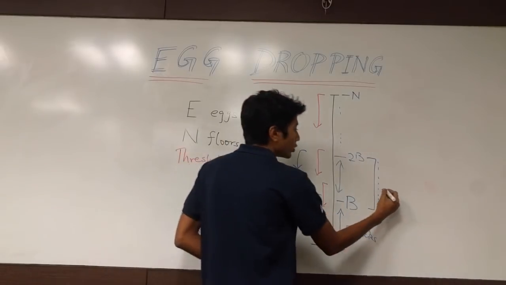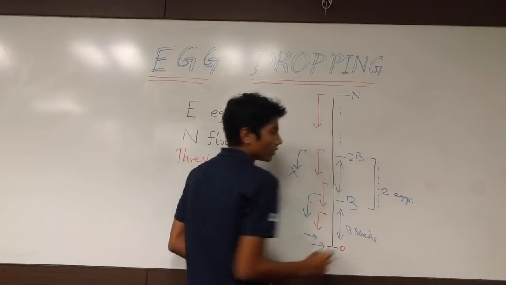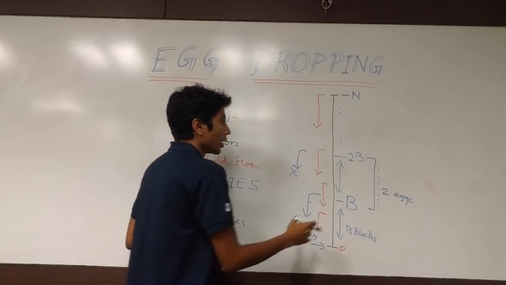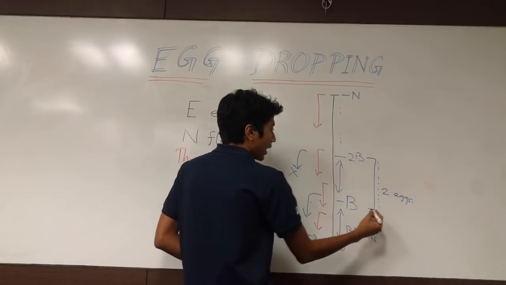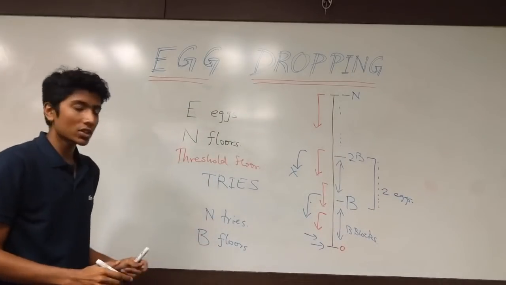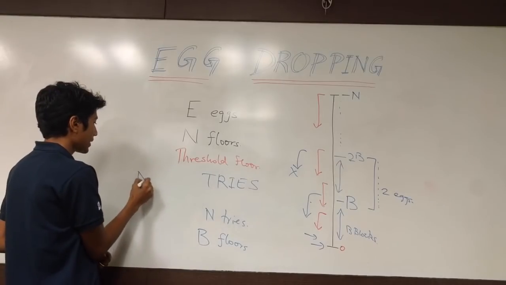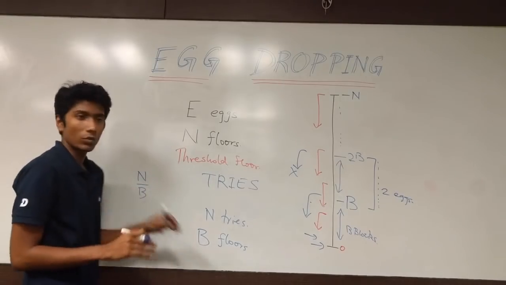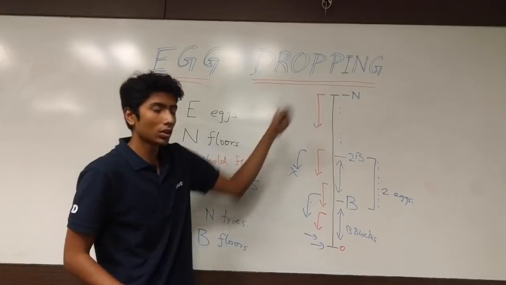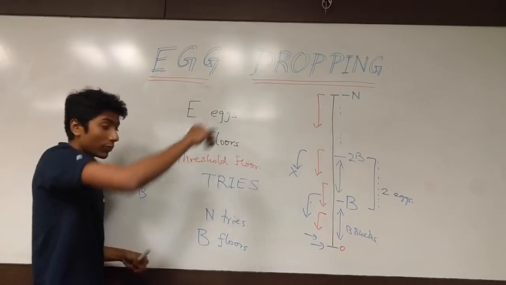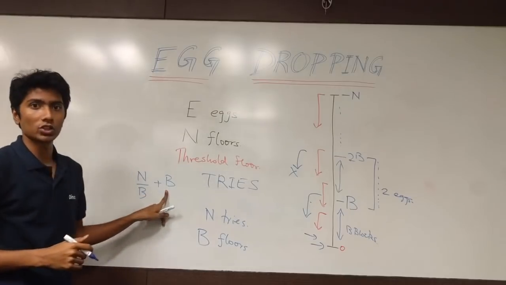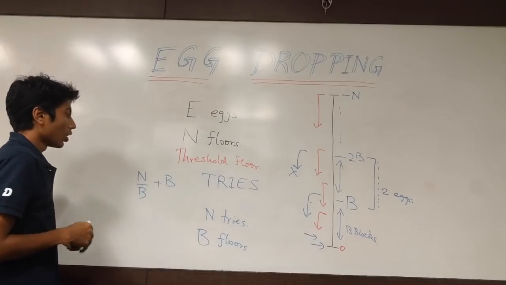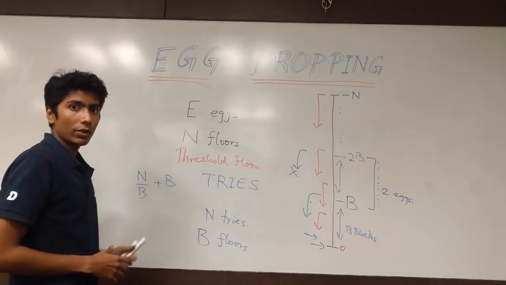So again, you use only two eggs, which you don't care about, how many other eggs to use. But the important thing is, you have used two eggs, and the number of computations that you're doing is n by b, which is the worst case. You go all the way up the tower, and at the very last floor, your egg breaks. So you have to do b computations. Alright, so this is the equation that we are looking at.